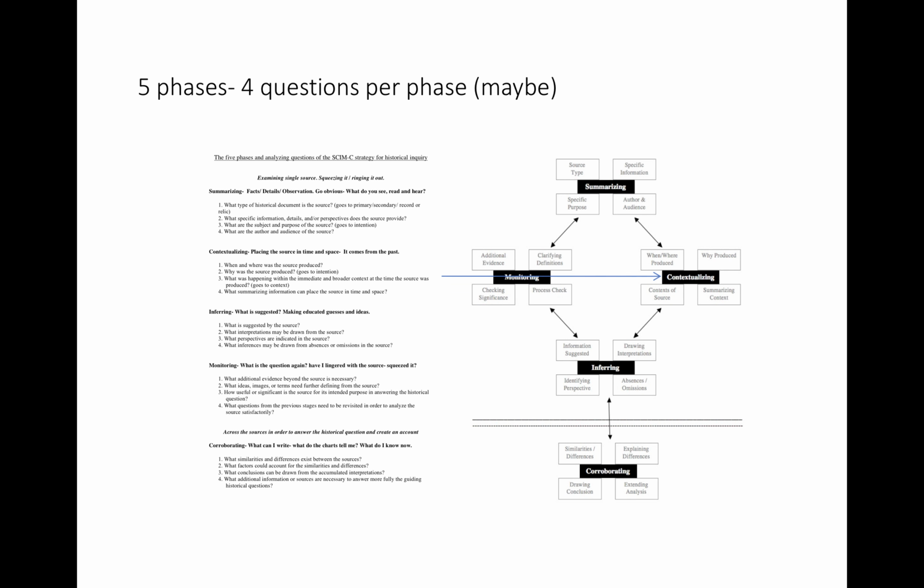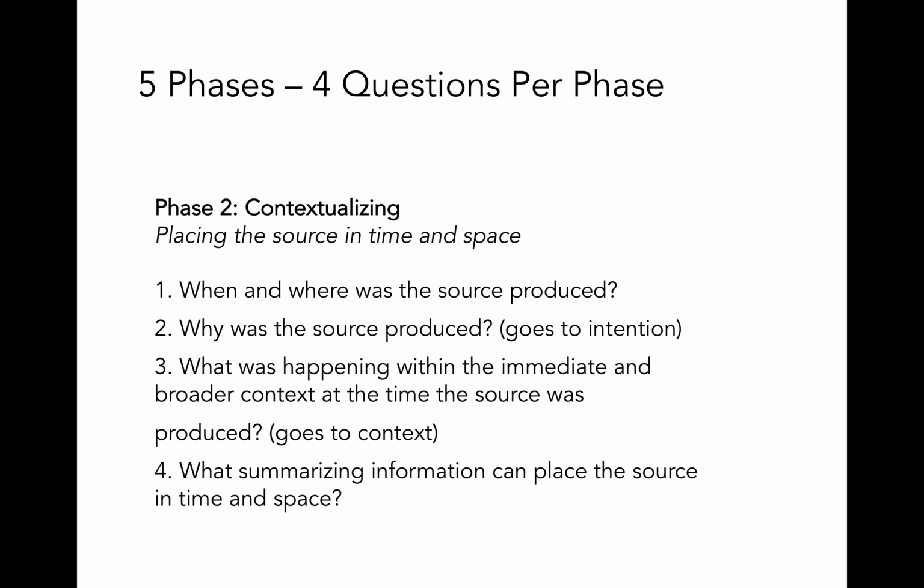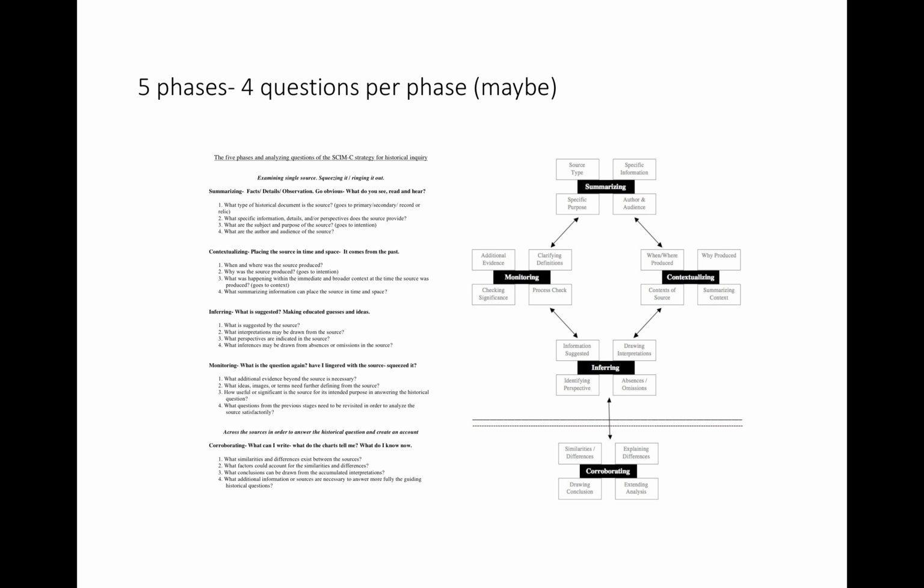The second phase is contextualizing. So this is what contextualizing looks like. You're placing the source in time and in space. And again, there's 4 specific questions. When and where was the source produced? If students start to get more fluid with this and more expert-like, then they might not need the questions, but you might want to provide the questions anyway. And again, this can be done with any kind of source, text, visual, anything.